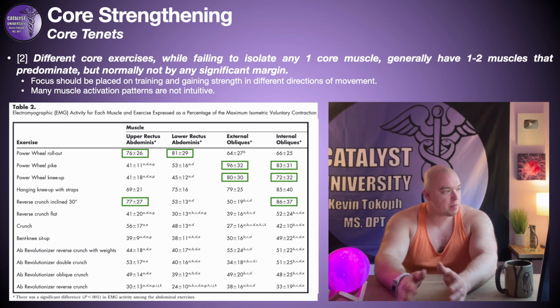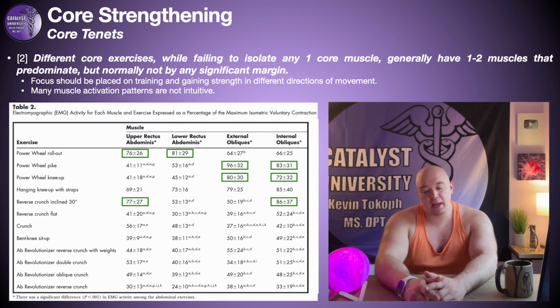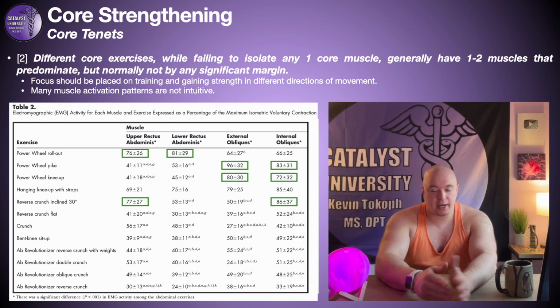If we even go down to the power wheel knee up, which is similar to the pike, the legs are mobile, but the difference being that the pike is a straight knee version, so it's long lever. The knee up is where the knees are bent, so it's short lever, a little bit easier. Same thing, we see the obliques predominate on that movement. All 4 core muscles activate, but the obliques seem to predominate there. So you might make the argument, okay, if the arms are more static and the legs are mobile, maybe it's more obliques. If the legs are static and the arms are more mobile, maybe it's rectus abdominis.